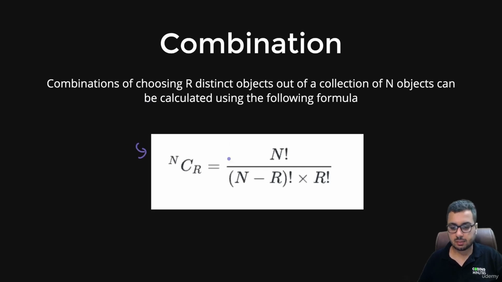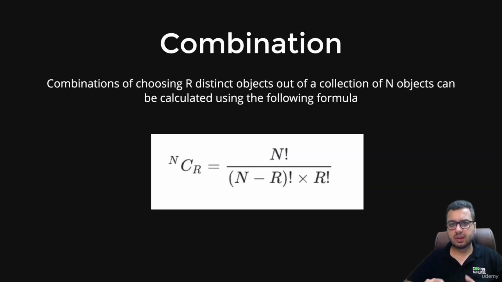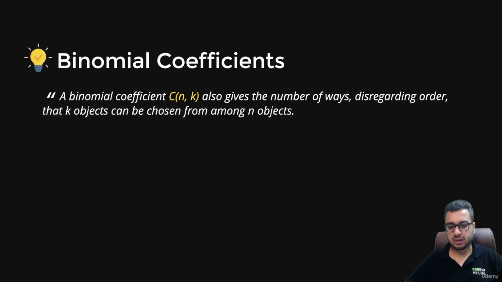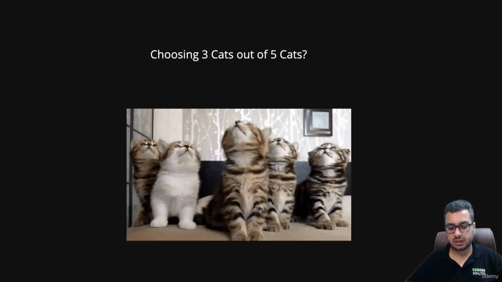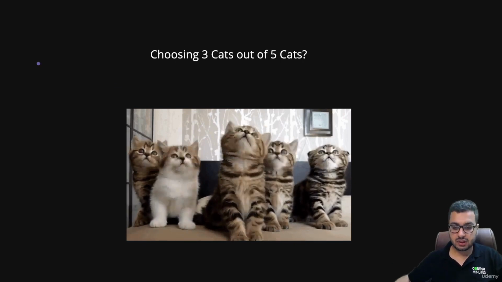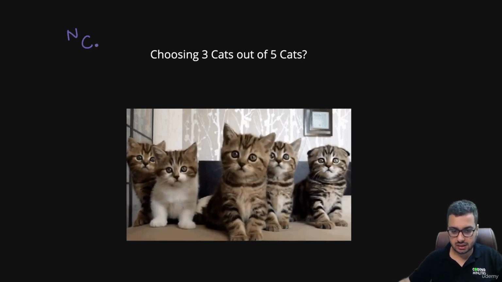nCr is n factorial divided by (n minus r) factorial times r factorial in the bottom. Here we do not talk about arrangement; we are just talking about how we pick those particular items. So that's a brief intro about permutation and combination. Later on we will also talk about binomial coefficients. A binomial coefficient is denoted using nCr.